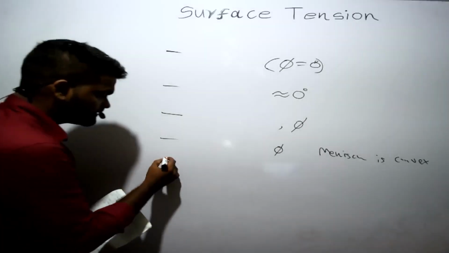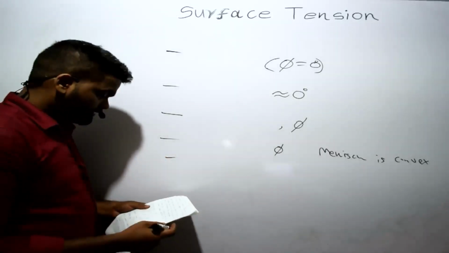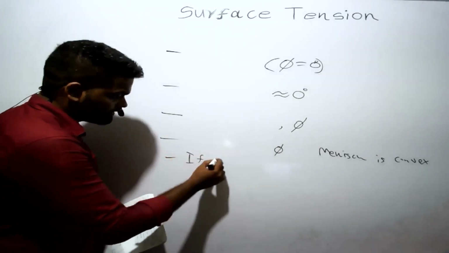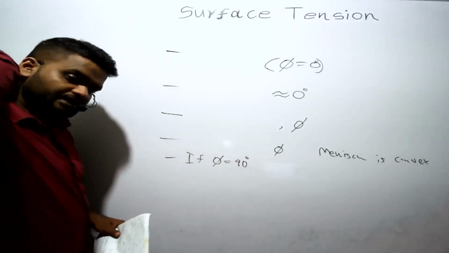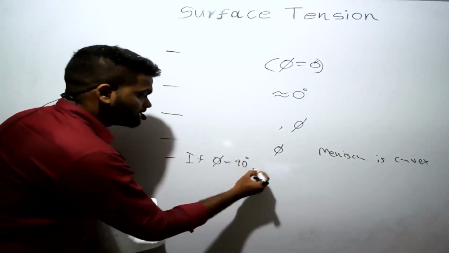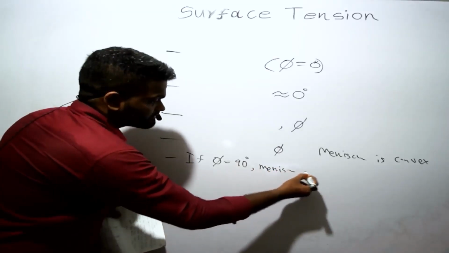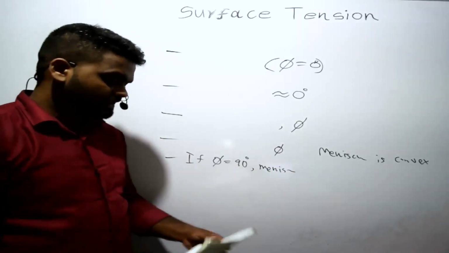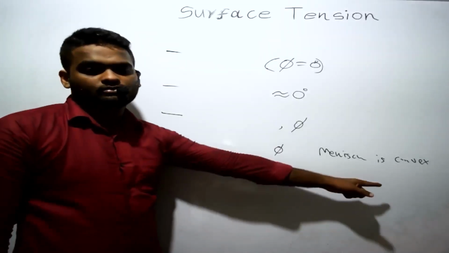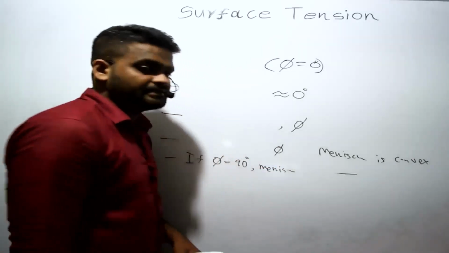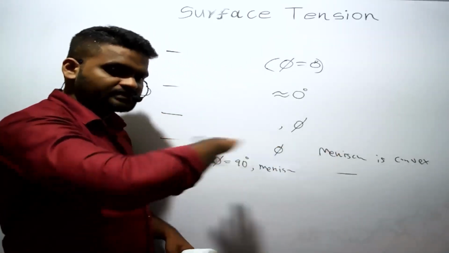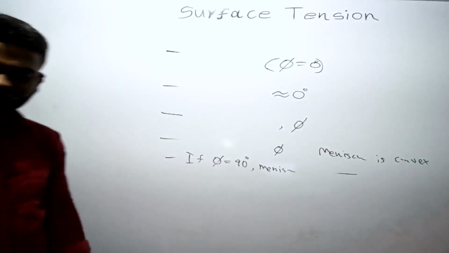Then write another point. If phi equals 90 degrees, meniscus is plano. Plano means like a plane, right? Plane means completely horizontal.